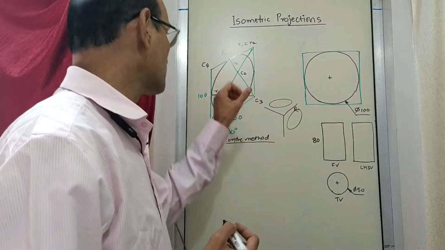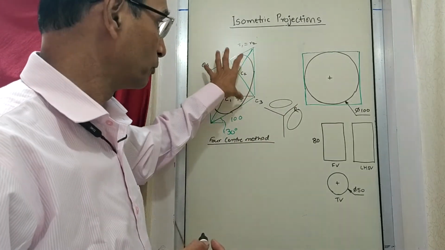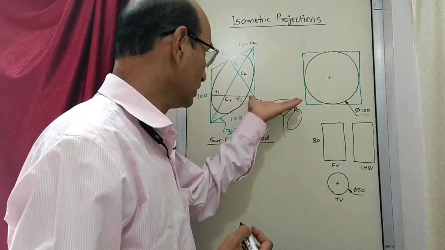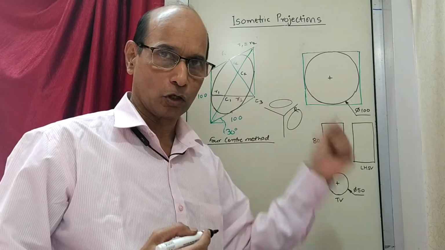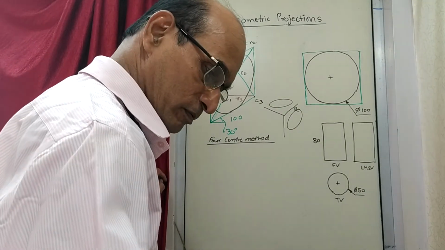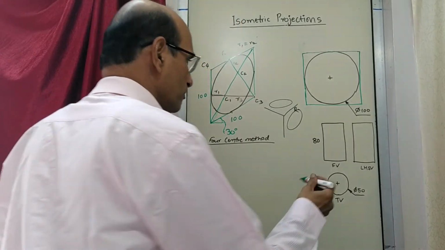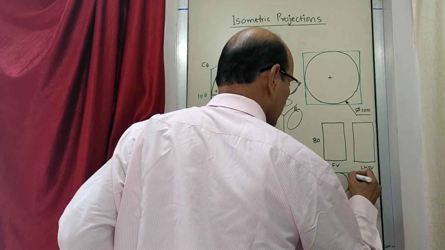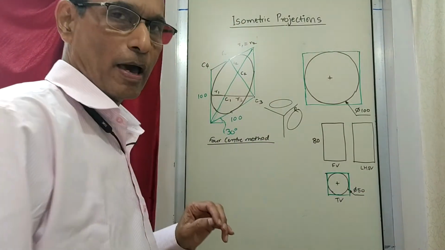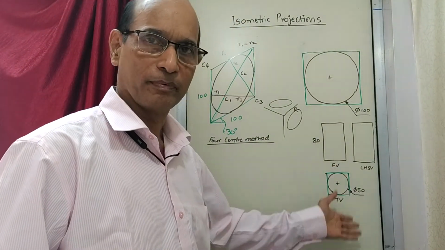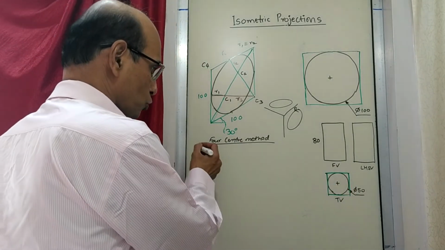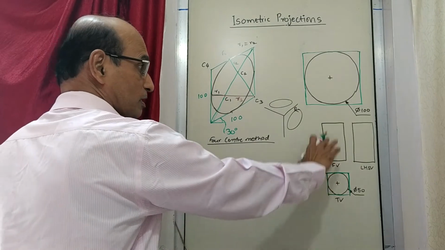That means this procedure which we have learnt, we have to adopt by drawing a square in the top plane. So how do we do it? Now it is very easy. First enclose it in a square. The size of the square will of course be 50 by 50. Then we draw the square in the top plane because the circle is in the top plane.